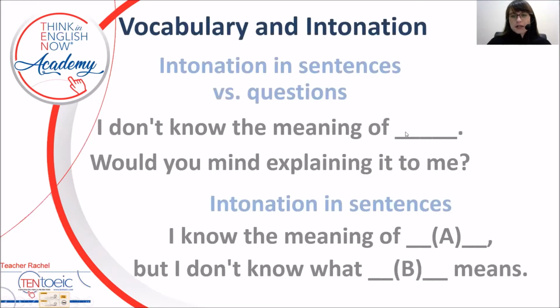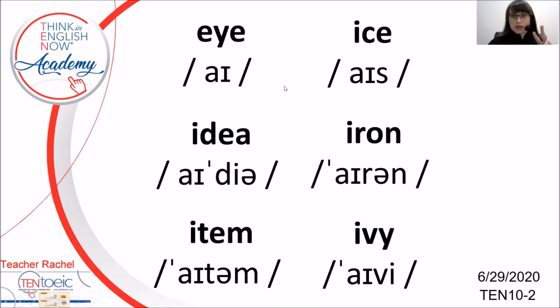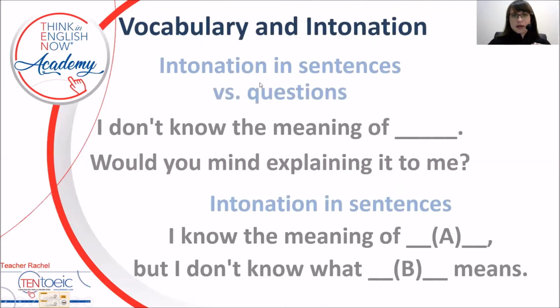For example, let's go to our first page here. We'll use our two vocabulary words, I and ice. So let's do our first sentence here with the word I. So really pay attention to the intonation in this sentence. I don't know the meaning of I. I don't know the meaning of I. So notice I and don't are really fast. The and of are faster, but we emphasize know, meaning, and I.